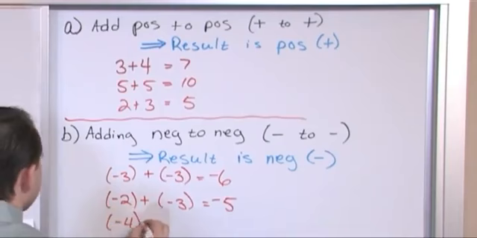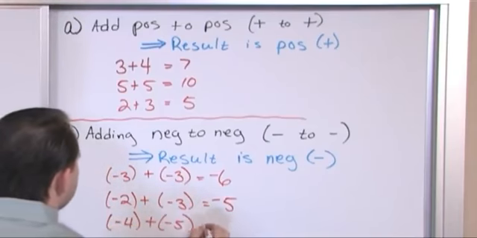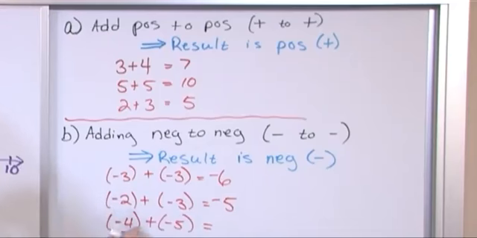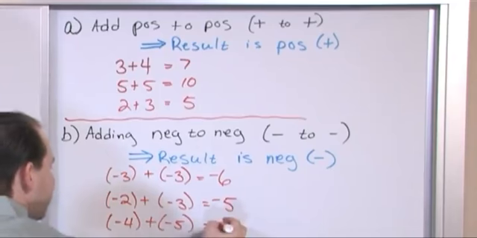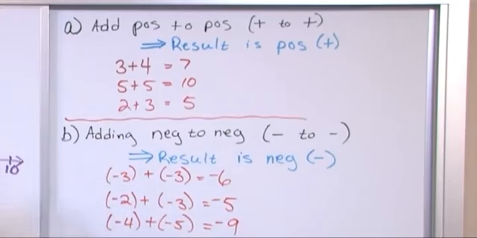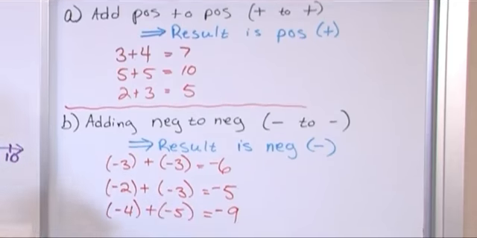So negative 4 plus negative 5 is equal to adding the absolute values together. 4 plus 5 gives me 9, but I can't put positive 9. It's got to be negative 9 because I already owed somebody 4 tires, and then I borrowed 5 more tires, so I owe 9 tires altogether.